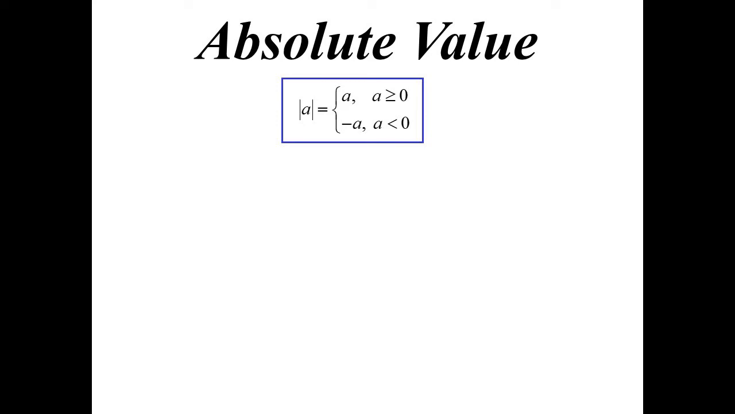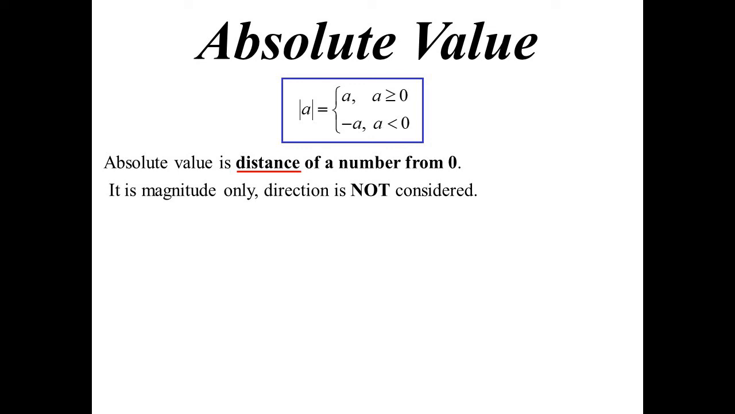Basically, absolute value, you can think of it as the distance from 0. That's basically what it is. We're interested in the magnitude or the size of the number. The direction, whether it's positive or negative, we don't care.